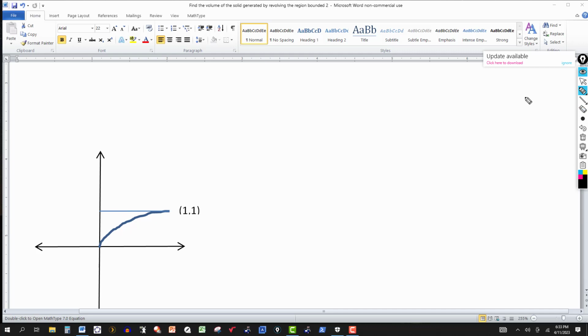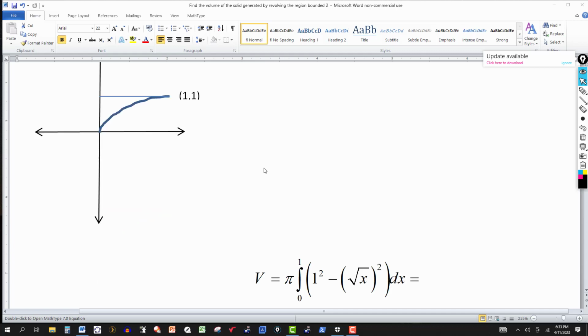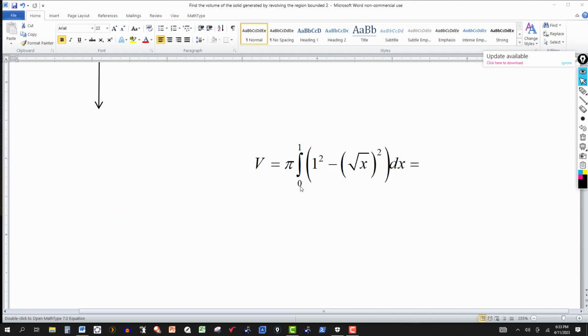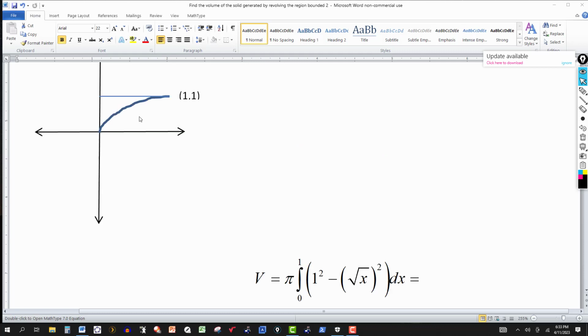So you're set up, and it's going to go like this. The interval of integration will be 0 to 1, and this 1 again is the distance from the axis to that line. That's your big R, outer radius. And this, of course, is a small r. So you're subtracting the two volumes. So in this case, there's going to be a hole.